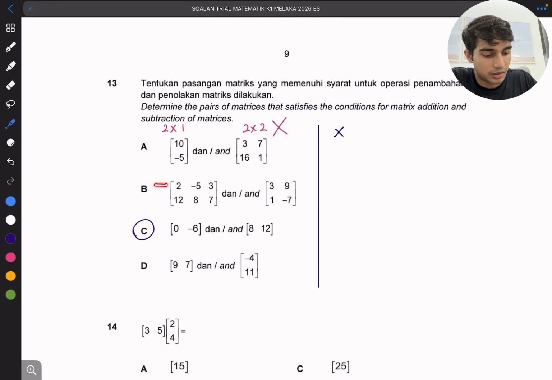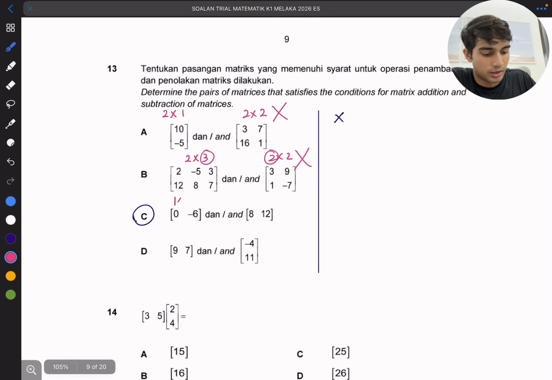Okay, let's look at this. This one has 2 rows, 3 columns. So 2 by 3. This one is 2 by 2. 3, 2 cannot multiply. It's not the same. This is 1 by 2, 1 by 2. Also cannot multiply because it's not the same. Here we have 1 by 2. This is 2 rows, 1 column. These two we can multiply.